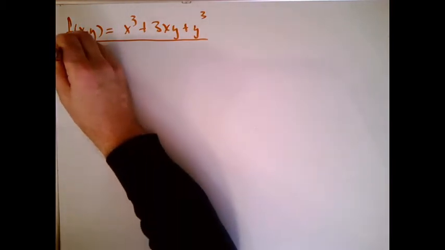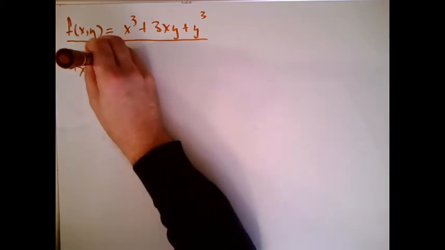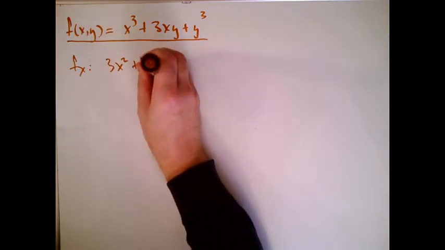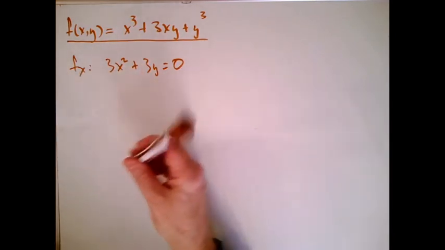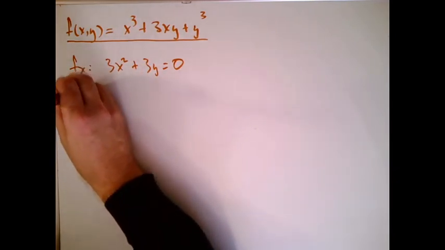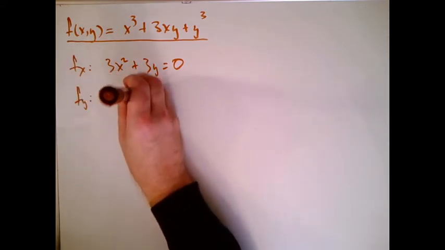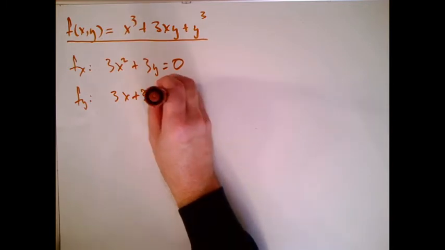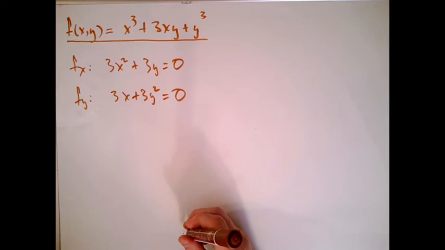I'm going to take the partial derivative with respect to x. What am I going to get here? I'm going to get 3x squared plus 3y. That's equal to 0 like that. That's always defined, so all I have to do is set it equal to 0. If I take the partial with respect to y, I get 3x plus 3y squared. That's also always defined, so when I'm looking for critical points, I only need to set those equal to 0. Now I need to solve.